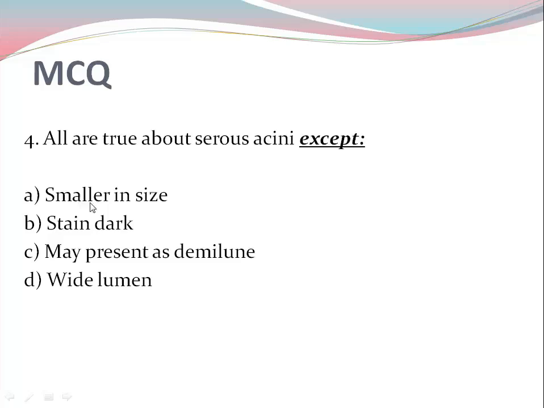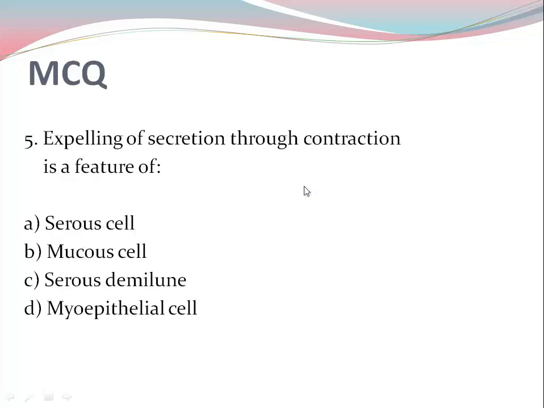Now, no doubt this condition is true for serous acini. They are small in size. It is again true that they stain dark, and they also present the demilunes, but their lumen is not wide, because the entire cell doesn't pour its secretion into a cavity, but the cell gets pinched off to release its secretions. So this condition D is not fulfilled in relation to the serous acini.